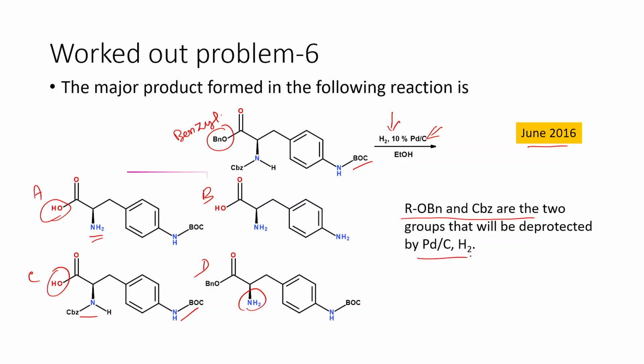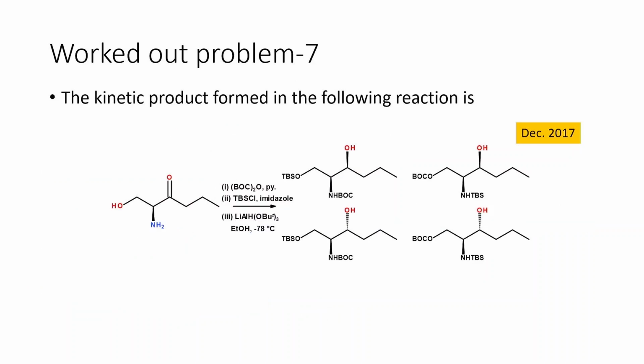So in other words, compound A is the only product where the N-Boc did not undergo deprotection in the presence of hydrogen and palladized carbon. So that is the product that will be formed in this particular reaction. Let us move on to the next problem.